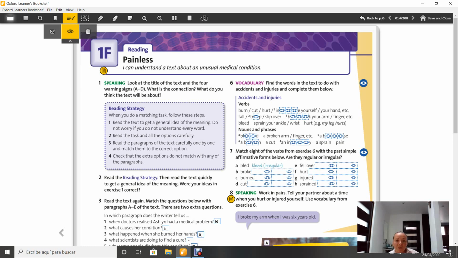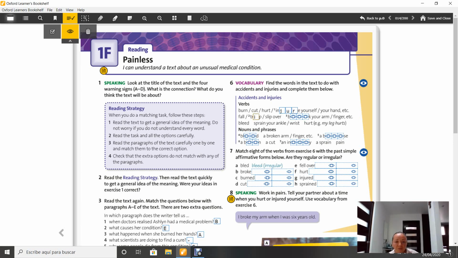And it says, find the words in the text to do with accidents and injuries. What's the meaning of injuries? Lesiones, and complete them below. Accidents and injuries. Verbs, and we have burn, quemar, cut, and hurt. Injure, lesionar, injure yourself. Your hand, etc.